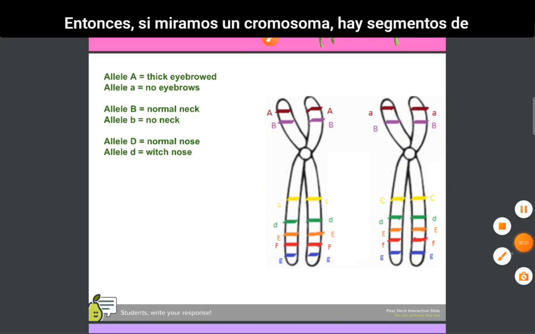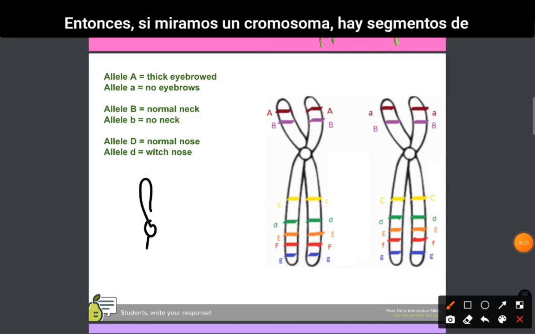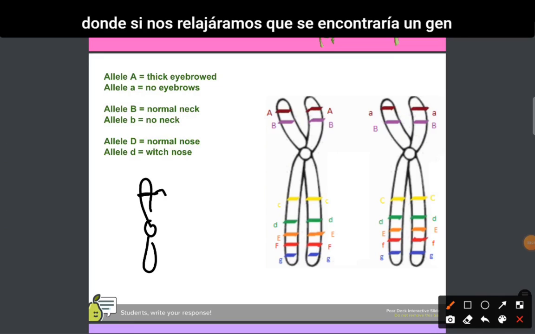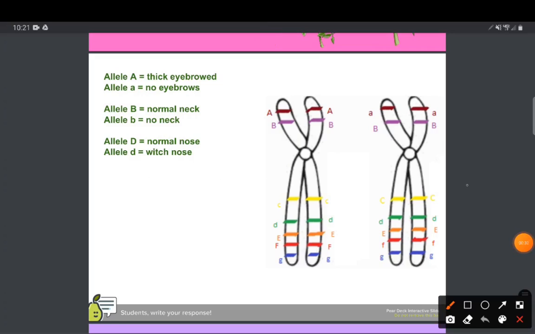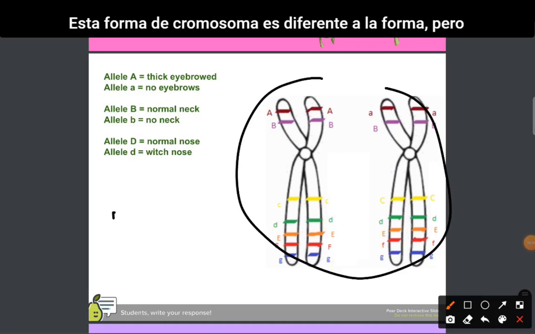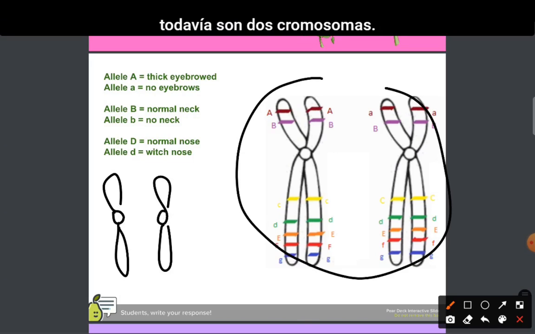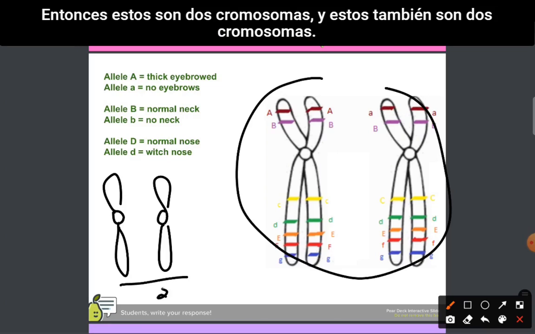And so if we look at a chromosome, there are segments of it where if we were to unwind that, a gene would be found. So we could call that gene A or B or whatever. This shape of chromosome is different than this shape, but they are still two chromosomes. So this is two chromosomes, and this is also two chromosomes.